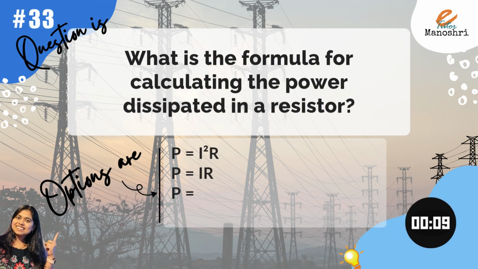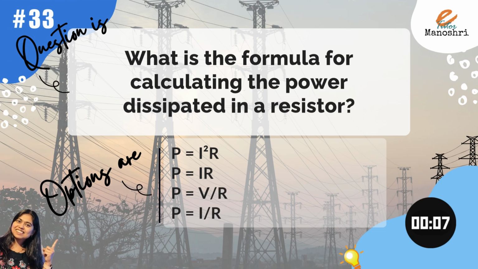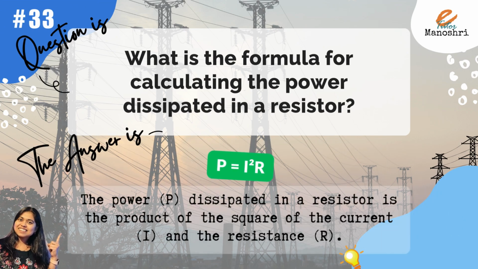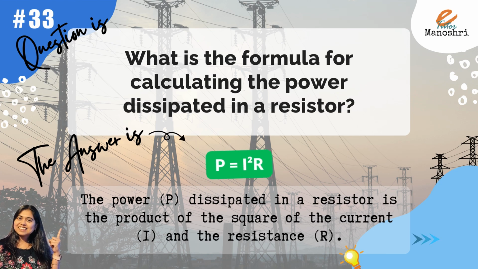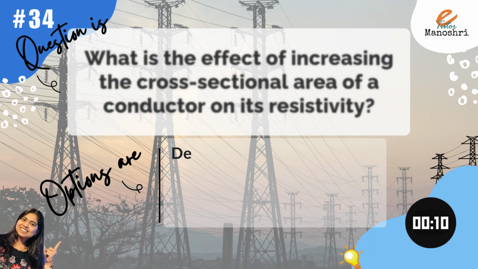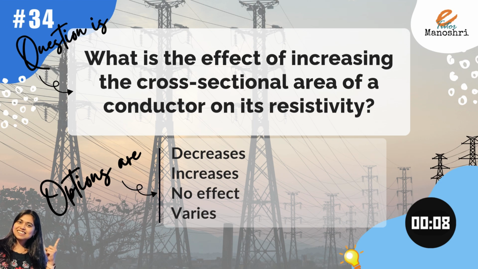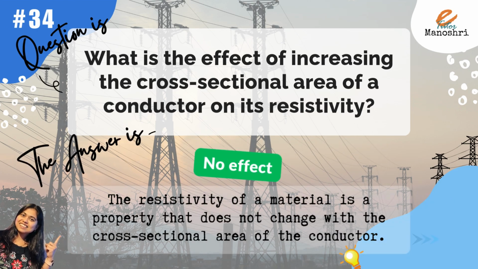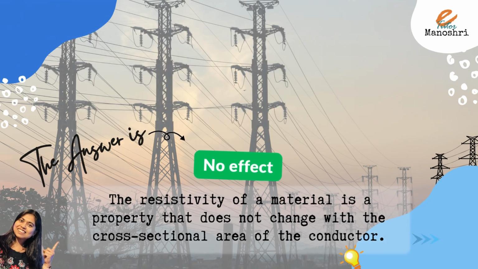What is the formula for calculating the power dissipated in a resistor? The power dissipated in a resistor is the product of the square of the current and the resistance. What is the effect of increasing the cross-sectional area of a conductor on its resistivity? The resistivity of a material is a property that doesn't change with the cross-sectional area of a conductor.